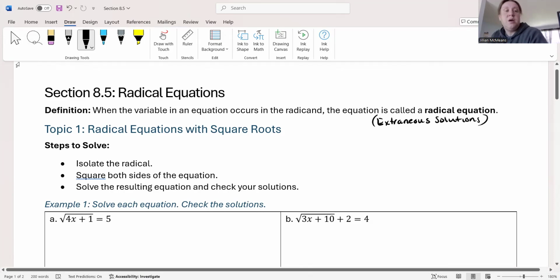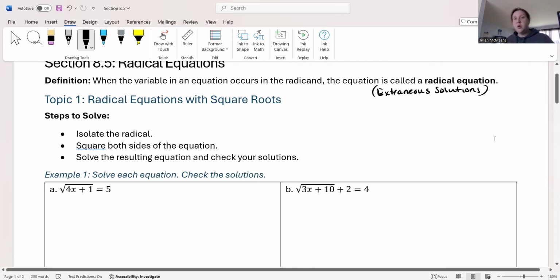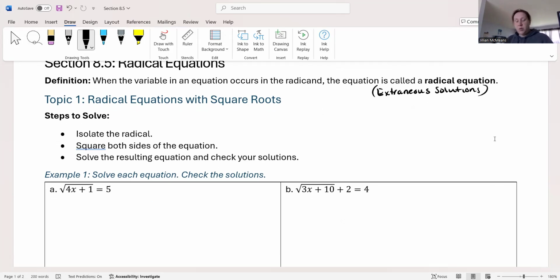Okay, so for topic one, we're going to talk about radical equations with square roots, okay? So here are the steps to solve. We don't know how to solve a radical equation. That's obvious. We haven't dealt with that yet. But we know how we could potentially remove a radical. So if we could remove the radical and then be left with something that we could solve, that would be ideal. So in order to solve a radical equation, you want to isolate the radical.